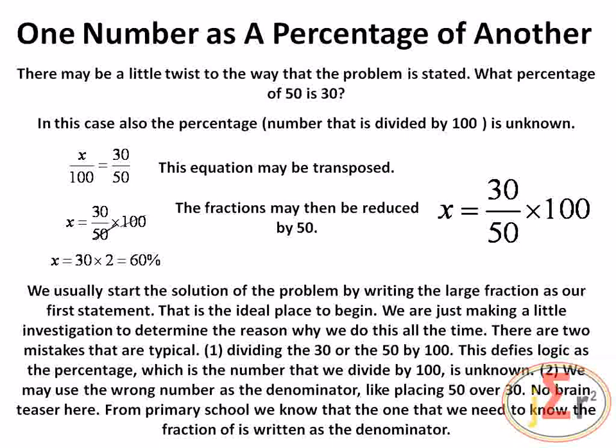There are two mistakes that are typical. One, dividing the 30 or the 50 by 100. This defies logic, as the percentage, which is the number that we divide by 100, is unknown. Two, we may use the wrong number as a denominator, like placing 50 over 30. No brain teaser here. From primary school, we know that the one that we need to know the fraction of is written as the denominator.